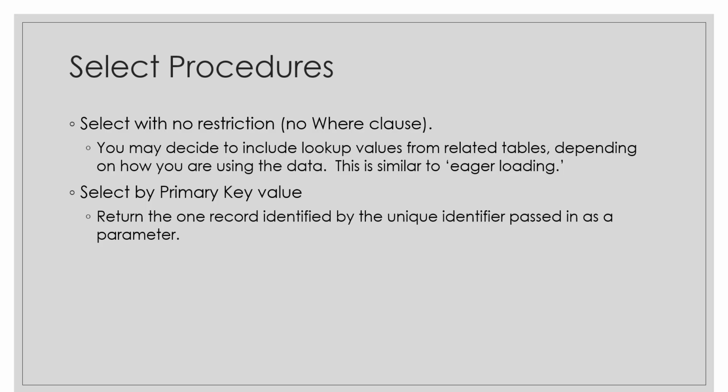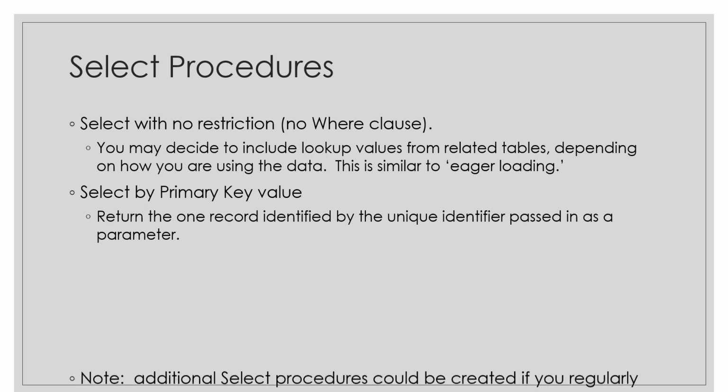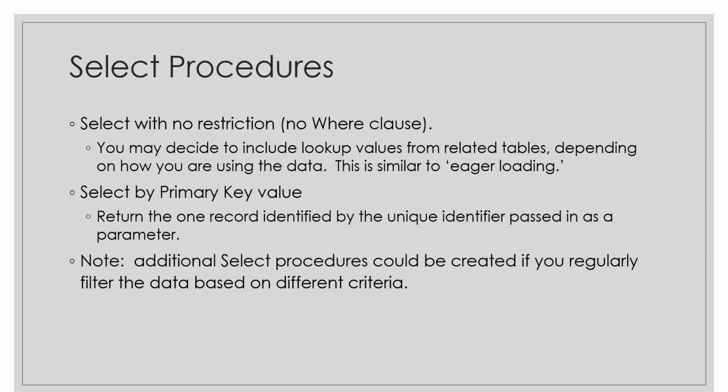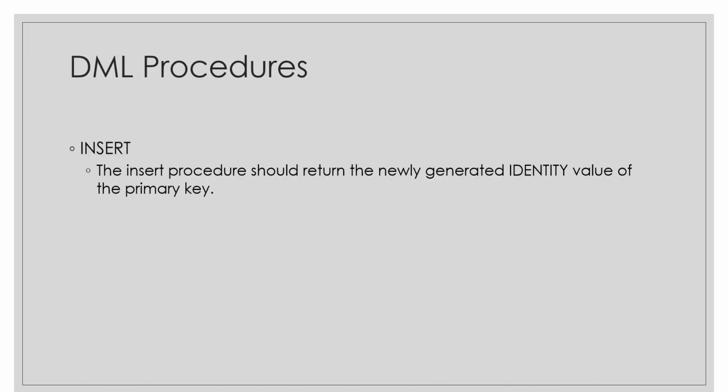Select by the primary key value, because when we want to focus in on one to-do, we need to know its primary key, so we'll pass that unique identifier and get the entire record brought down that we need to focus on one at a time. And as I said, additional select procedures will be created. Maybe we'll often want to filter and sort by different values, so we'll have different procedures set up for that.